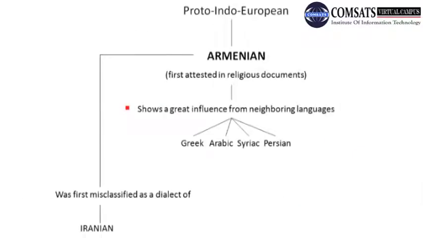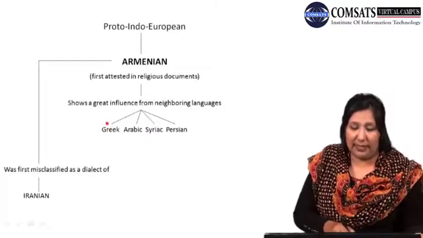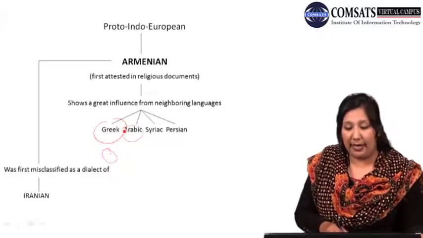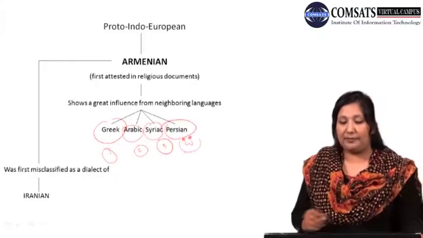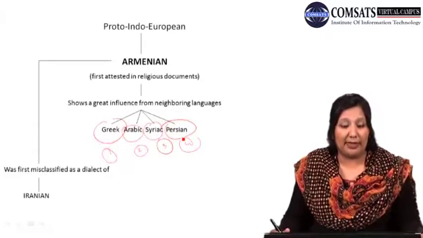Armenian language is first attested in religious documents. It shows a great influence from neighboring languages. What were the neighboring languages of Armenian? Very famous languages of very grand stature. The first is Greek, the second is Arabic, and the third is Syriac, perhaps spoken around Syria, and the Persian of Iran. All these four languages had a great impact on the Armenian language.